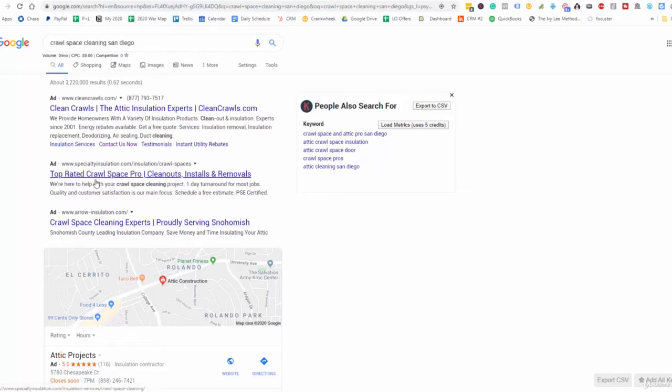This one right here, they're going for the best, the top, or like the number 1. So they're looking for the rating there. And then they have the crawl space cleaning. Let's see here, crawl space pro. So they have crawl space clean out. So they don't necessarily have the crawl space cleaning keyword. These guys right here got the keywords in here. So crawl space cleaning, and then they have experts, proudly serving Snohomish.